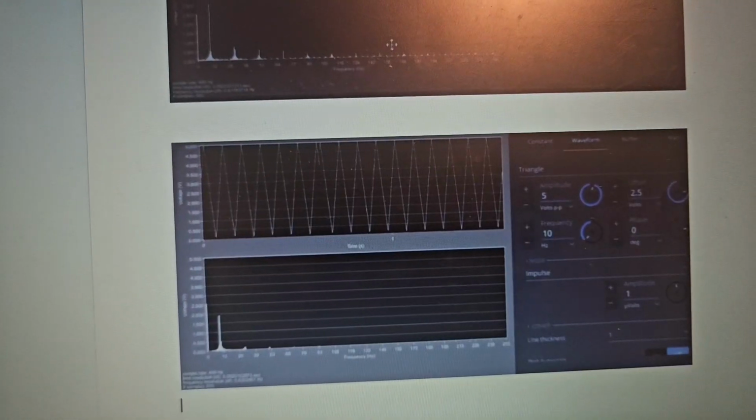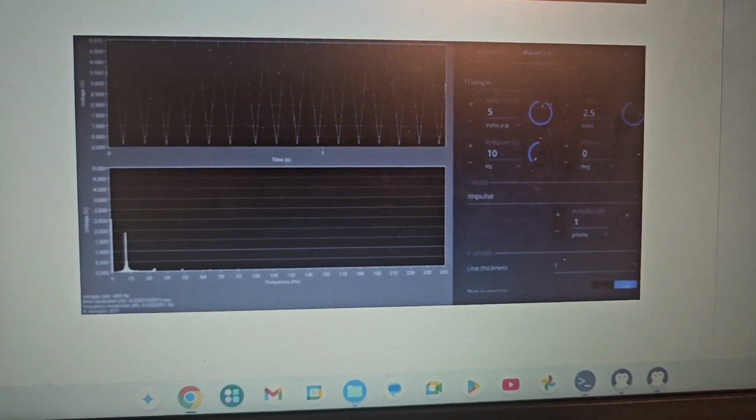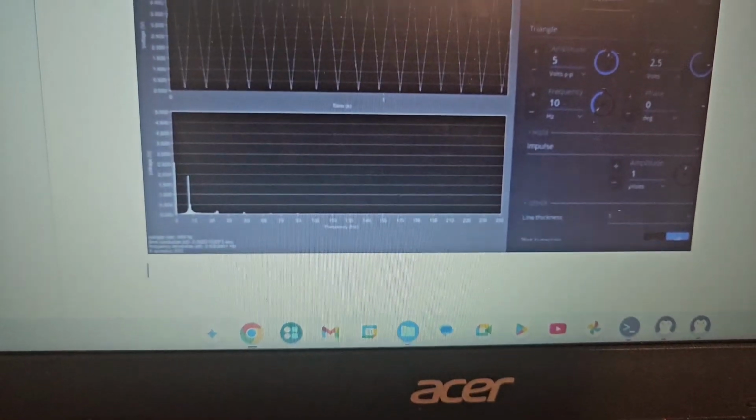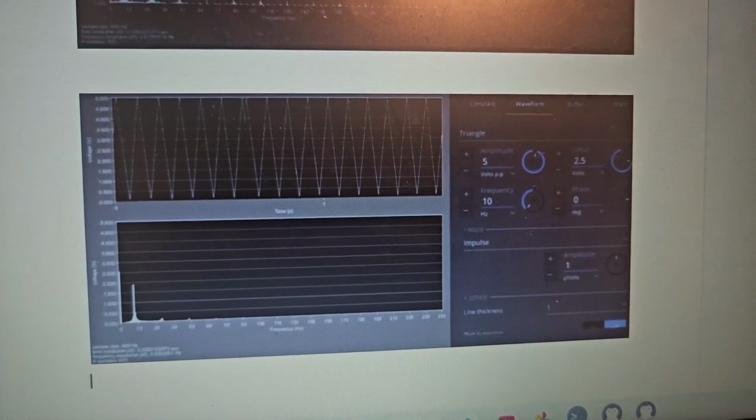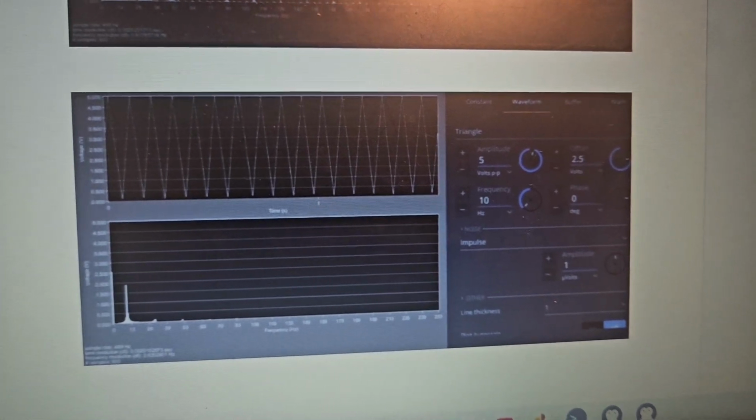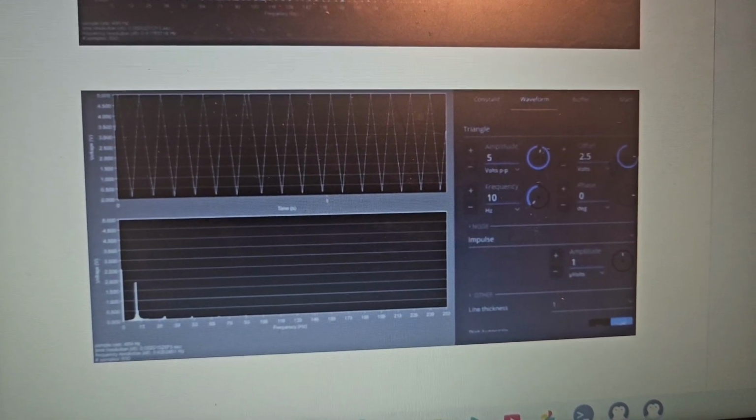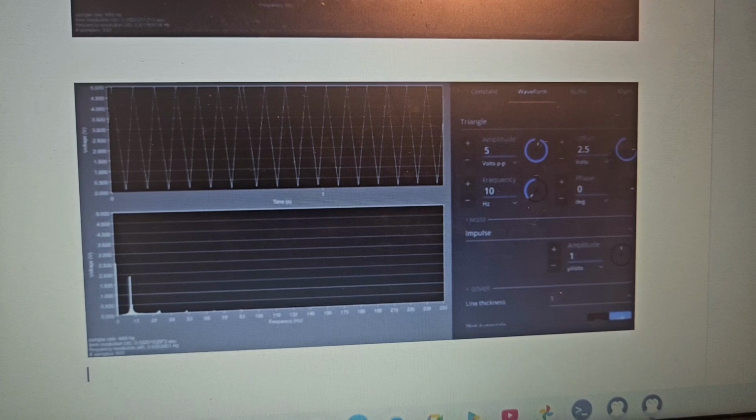And here we have a triangle wave, which has a lot fewer aliasing frequencies. And this is due to the fact that the peak of the signal is held at a much shorter time compared to the square wave.